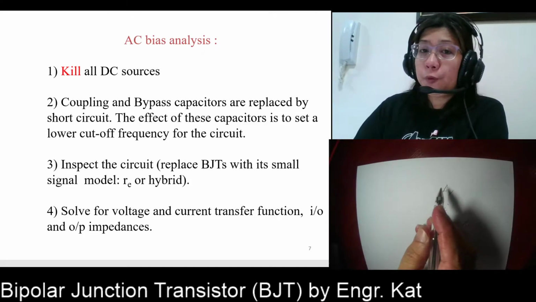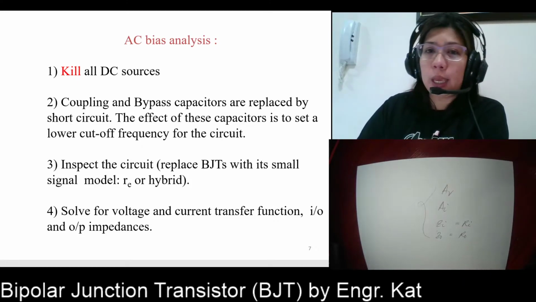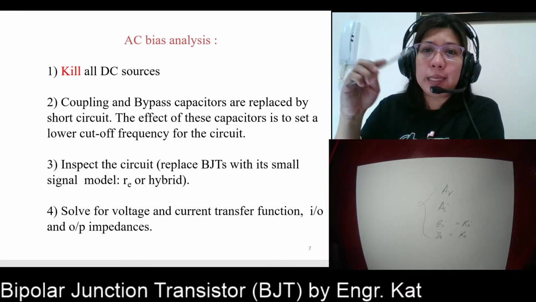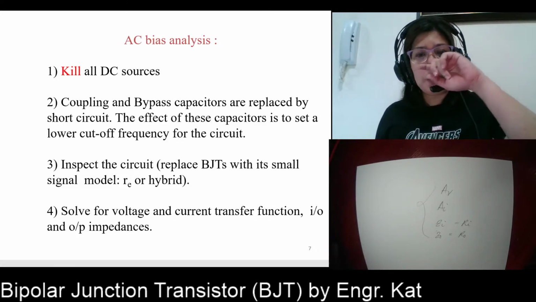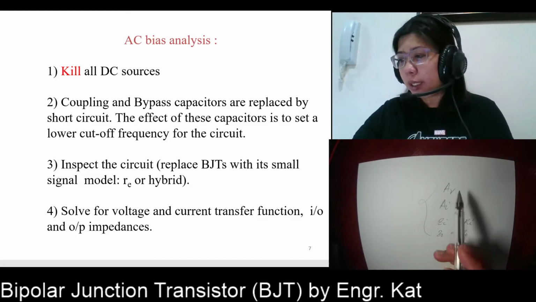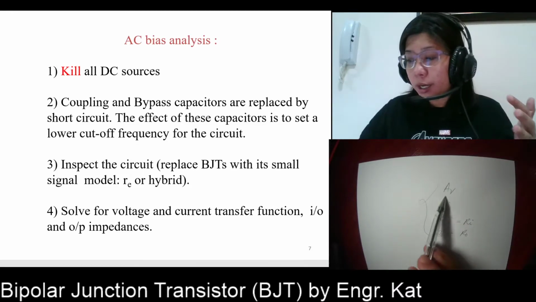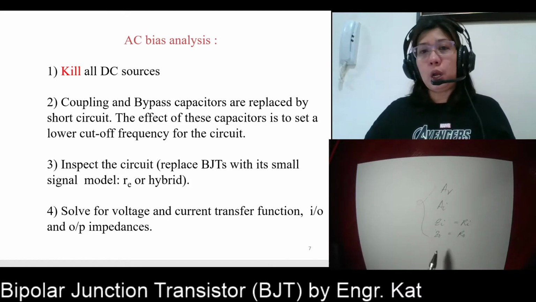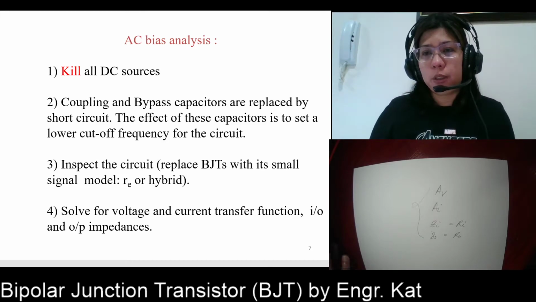So for the duration of our discussion, we will be discussing how to get these four parameters in dealing with your AC signal analysis. So solve for the voltage transfer function, that is your voltage gain, the current transfer function, that is your current gain, and then your input and your output impedances. Okay, so four important parameters.